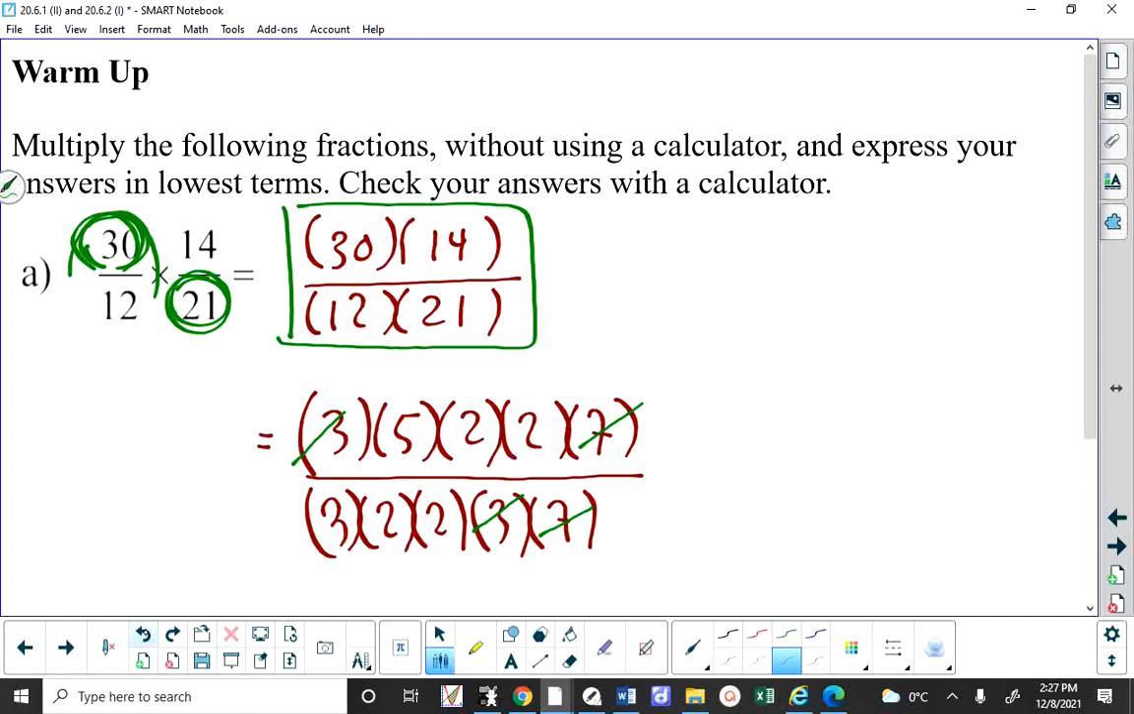We've got a 2 here and a 2 and a 2 here. We have a 2 here and a 2 here. With numbers, it's harder to see what's left over, but I think we're left with 5 over 3. You could certainly check that on your calculator. You'll get 5 over 3.